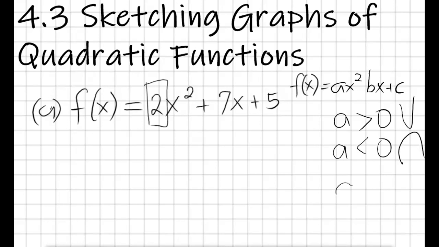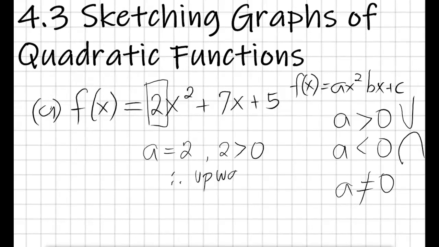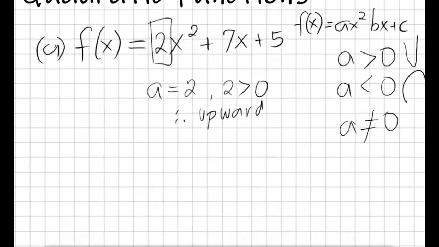And of course, a cannot be 0, because if a is equal to 0, that is no longer a quadratic function. As you can see, our a here is 2 and 2 is more than 0. So therefore, this parabola opens upward. That is for step 1. So now we know that our parabola is opening upward.